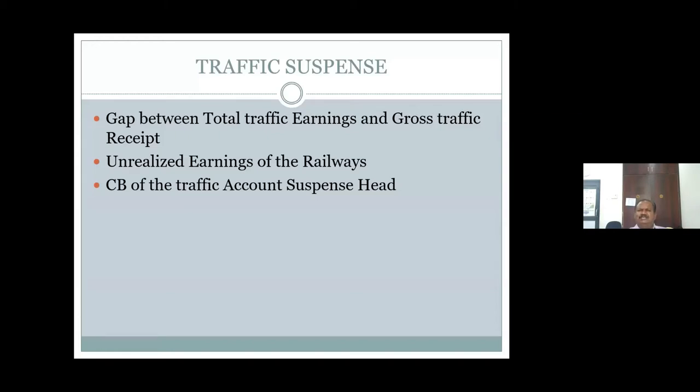Whatever accrued earnings are reflected as if received are shown as earnings received during the particular year. So the suspense is the unrealized earnings of the railway. Under ideal conditions, we would receive all the accrued earnings, but for some reason we are not getting them. Such earnings, which we could not realize in an accounting period, that is a year's time, are reflected as the traffic suspense. The closing balance of the traffic suspense account is brought forward to the next year, as some is cleared and some more accrues.